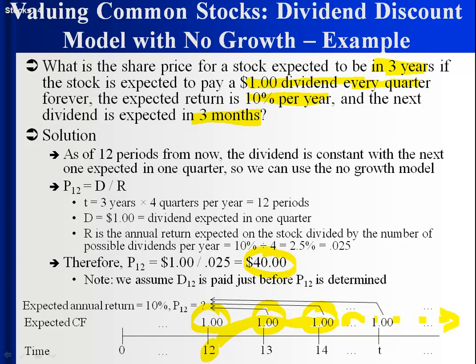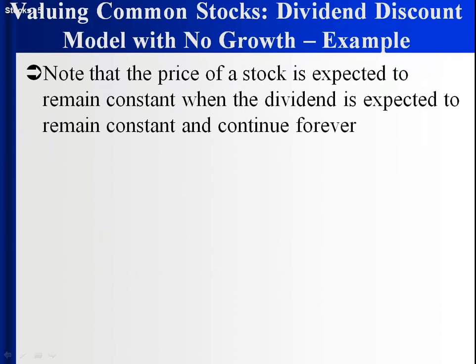It should look familiar because it's the same analysis we did when we were getting the price as of today. It's $40. What's the price of the stock expected to be in 1,000,000 years? Well, we get out of our time machine in 1,000,000 years, and what do we expect? 3 months later, $1. 3 months later, after that, $1, then $1, then $1. So no matter when we get out, we're looking at the same thing. We expect, therefore, the price to be $40. And again, if the dividend is expected to remain constant, the price is expected to remain constant.